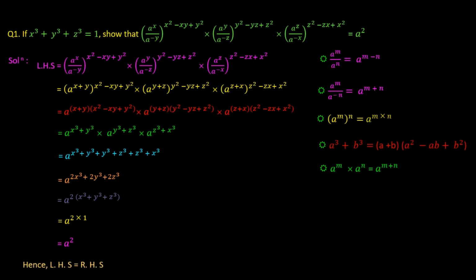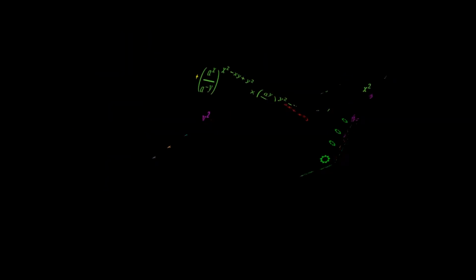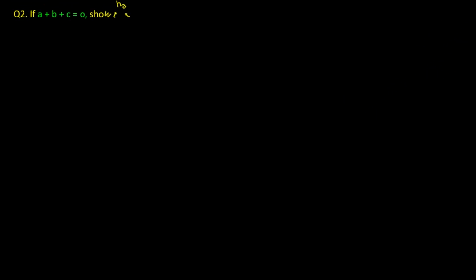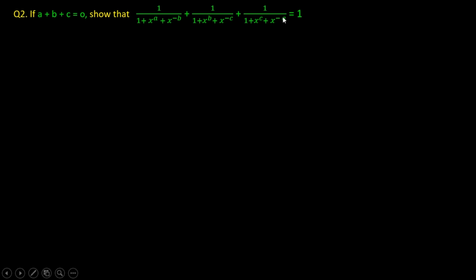This question is this much, so let's move on. Question number 2. Here a plus b plus c equal to 0 is given. This is the given part, and you have to show this LHS is equal to 1. So 1 upon 1 plus x to the power a plus x to the power minus b, plus 1 upon 1 plus x to the power b plus x to the power minus c, plus 1 upon 1 plus x to the power c plus x to the power minus a, equal to 1. So you have to solve this LHS and show its value is 1.